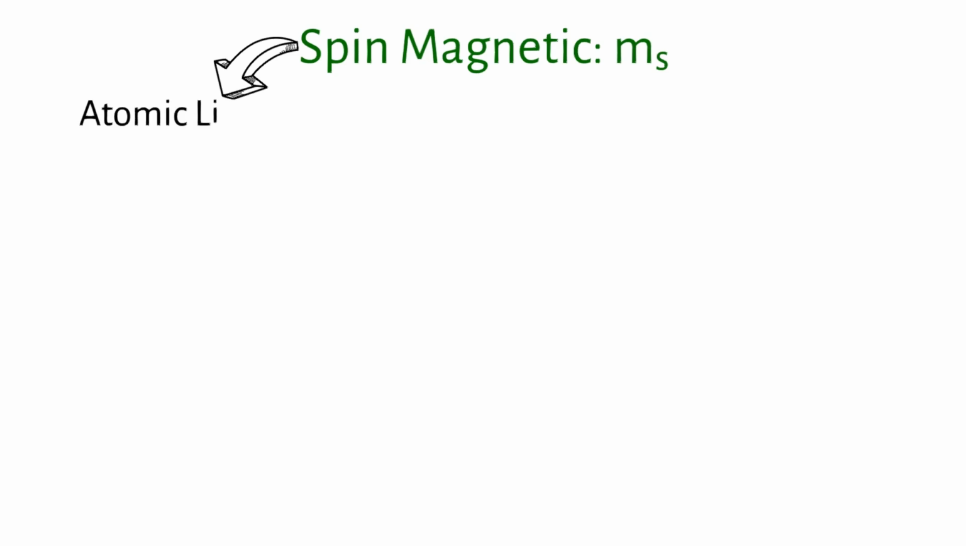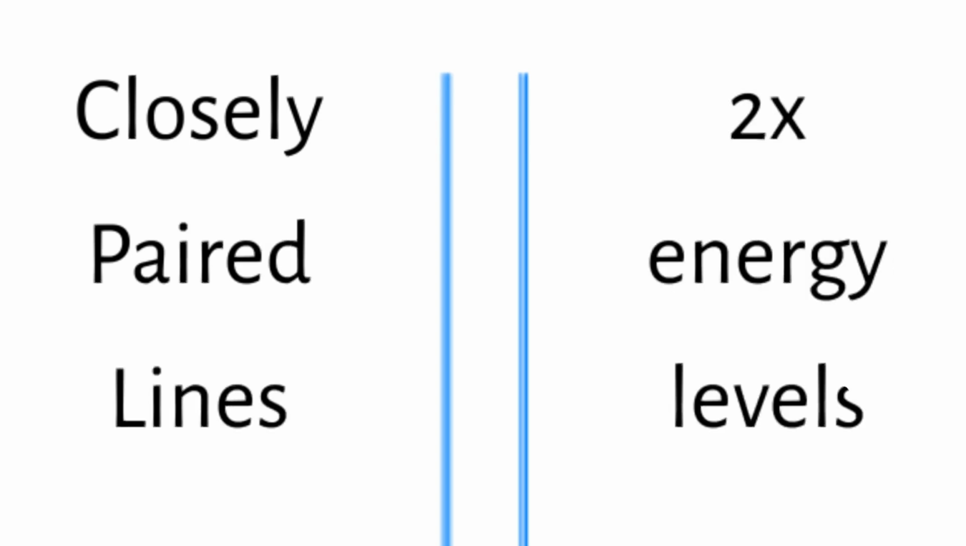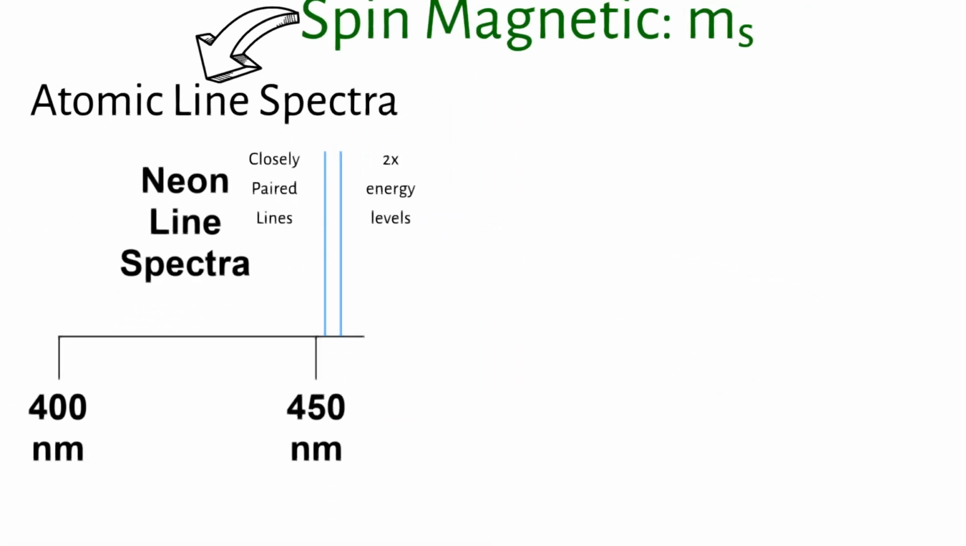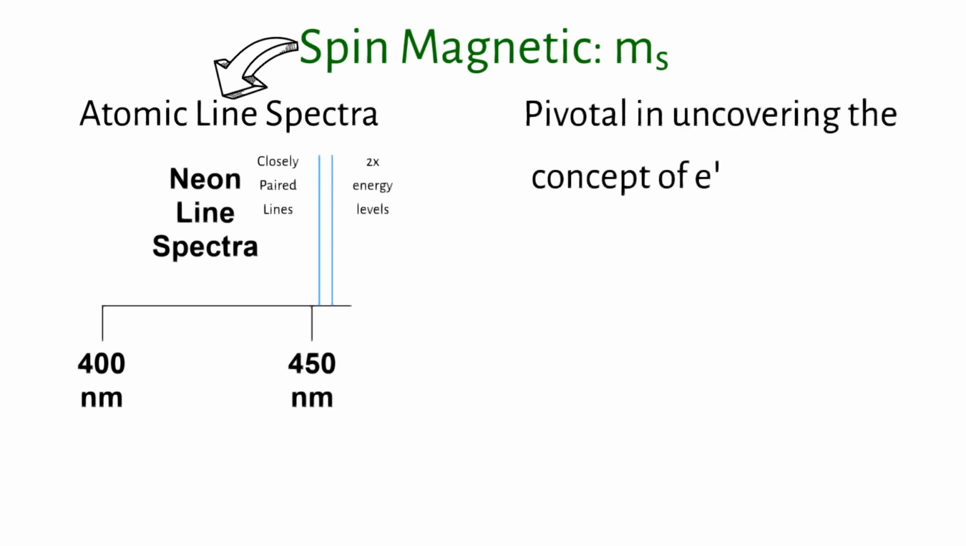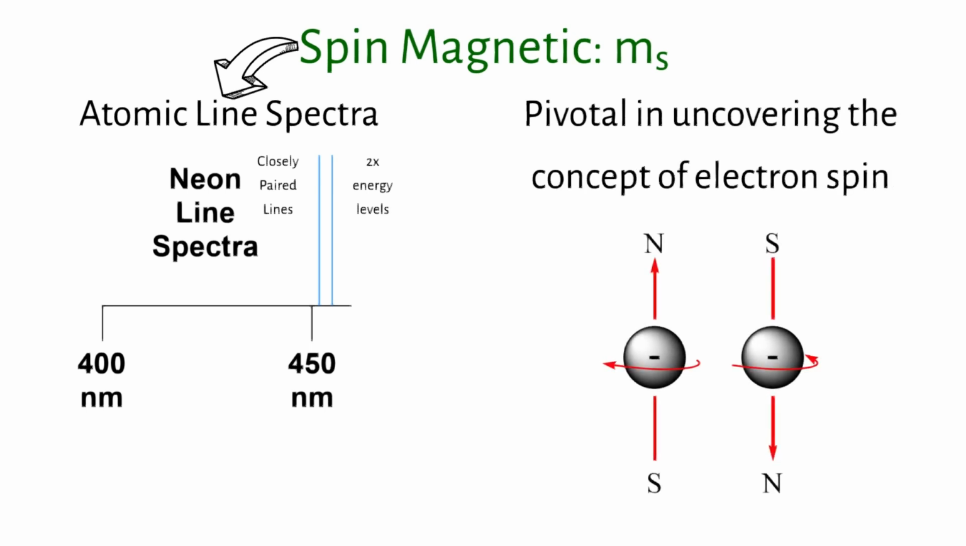The last quantum number, spin magnetic m sub s, was discovered through physicists' detailed examination of atomic line spectra. What at first appeared to be single spectral lines were actually closely paired lines, indicating twice as many energy levels as expected. This observation was pivotal in uncovering the concept of electron spin and the introduction of the fourth quantum number, the spin magnetic quantum number m sub s.